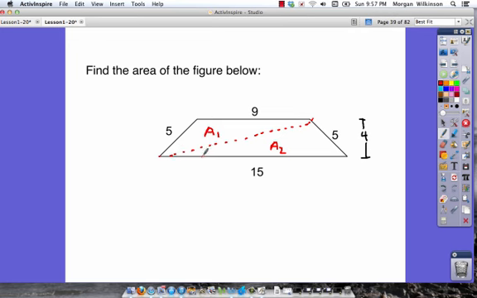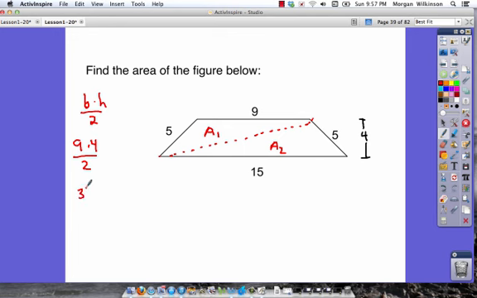Now for A1, we know that the area of a triangle is the base times the height divided by 2. And write that out. Base times height divided by 2. So what we have to do is figure out which ones are base and which ones are height for this problem. In this one, the base is the flat part where it sits on, and the base and the height are always perpendicular to each other. So here's the base, and the height would be 4. So it would be 9 times 4 divided by 2.